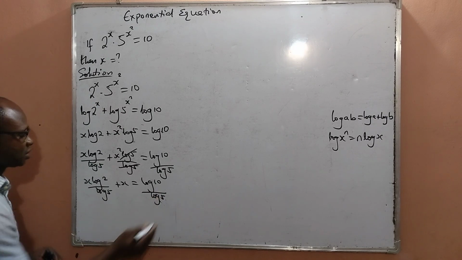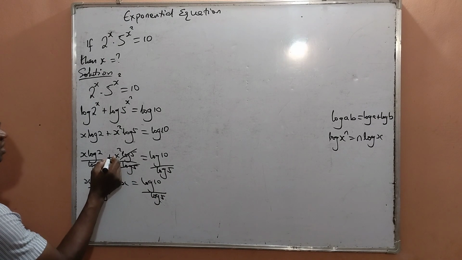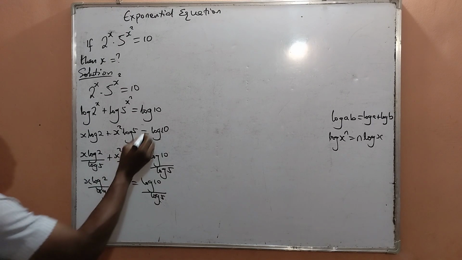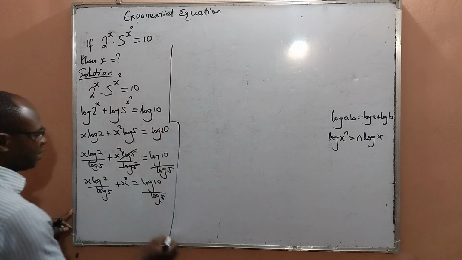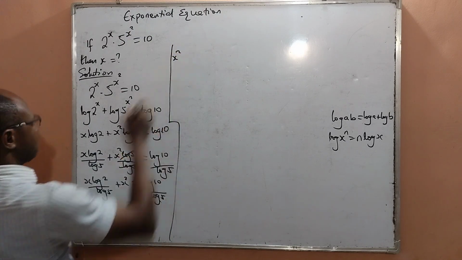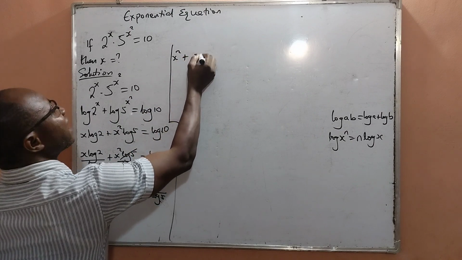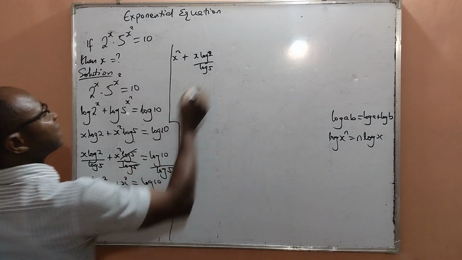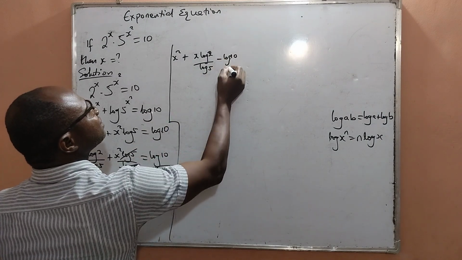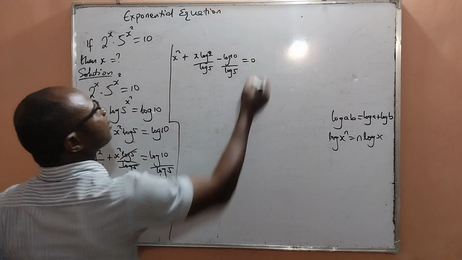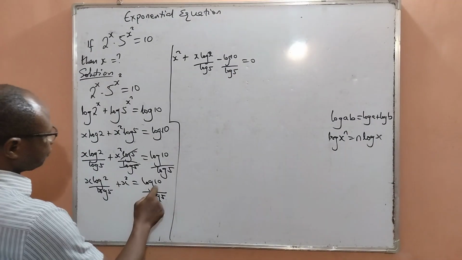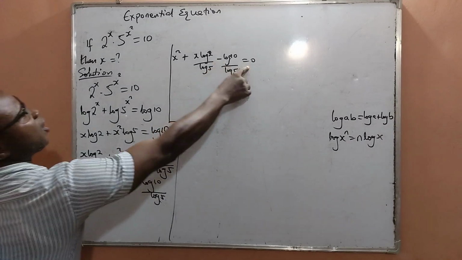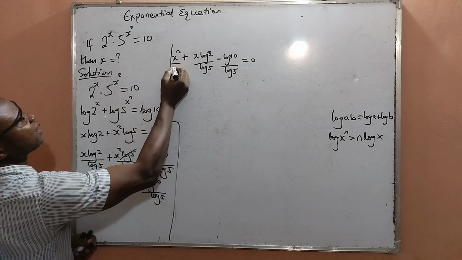At this point, what I want to do, this place is x squared. I want to take this to be the first part, and that becomes for me x squared plus x log 2 divided by log 5, minus log 10 all over log 5 equal to 0. I have moved log 10 over log 5 from the right hand side to the left hand side, so it becomes negative. So this place now is over 1.